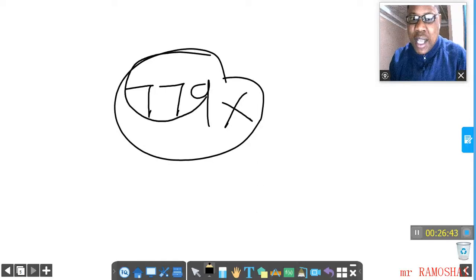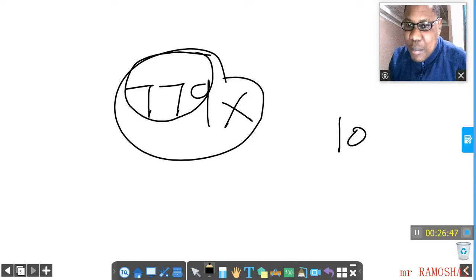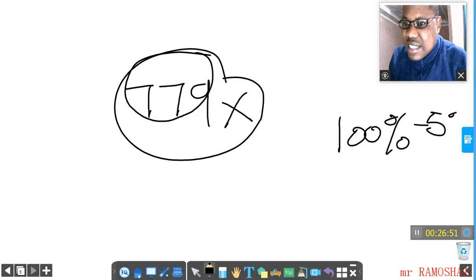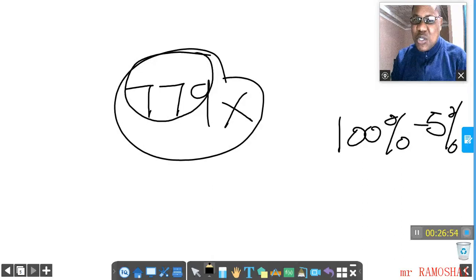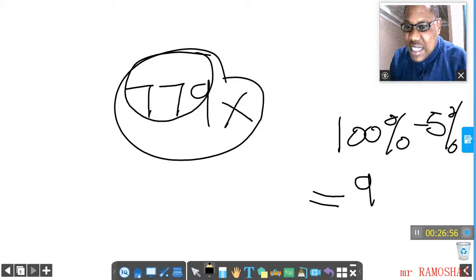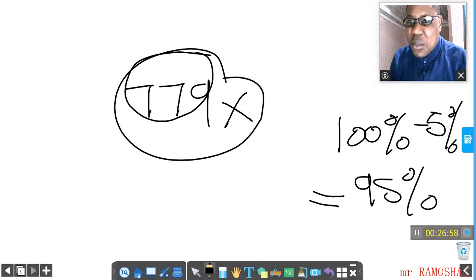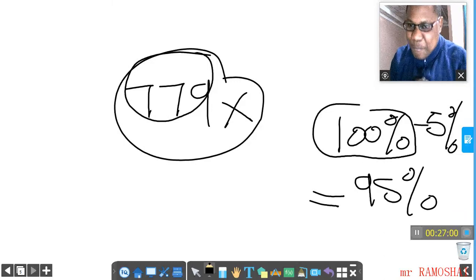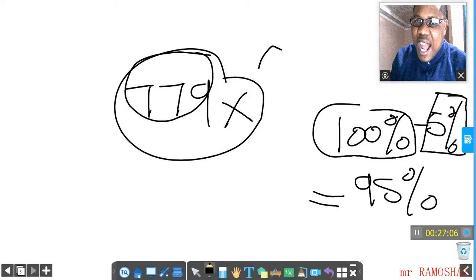Remember, this amount already has the discount taken out. There was a 100% amount. There was a discount of 5% which is out. So the amount that we are remaining with is 95%. It is no longer 100%. Okay, so the discount is how much? It is 5%. So now let's find out how much the discount is.